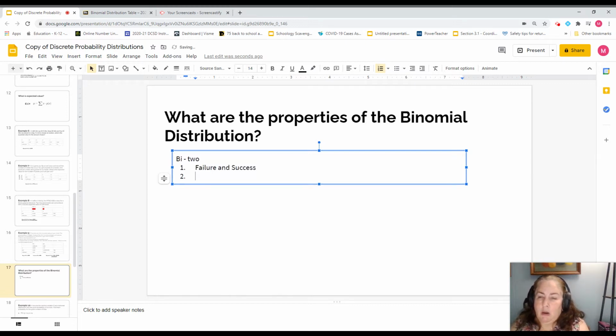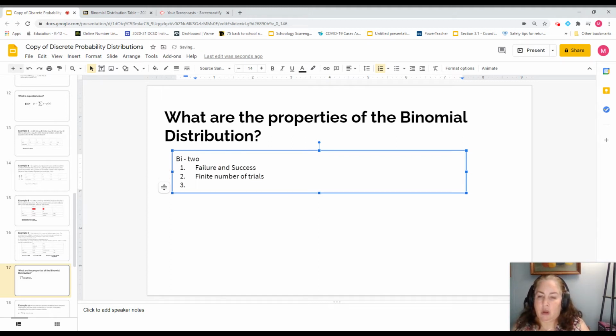Now, when you're doing a binomial distribution, you have to have a finite number of trials. I send LeBron James to the free throw line 10 times, and I have to know that there's a finite number.